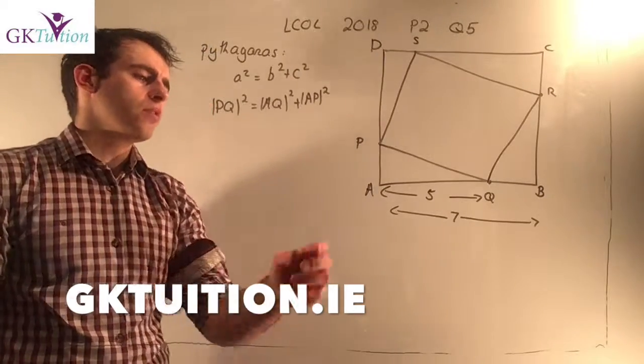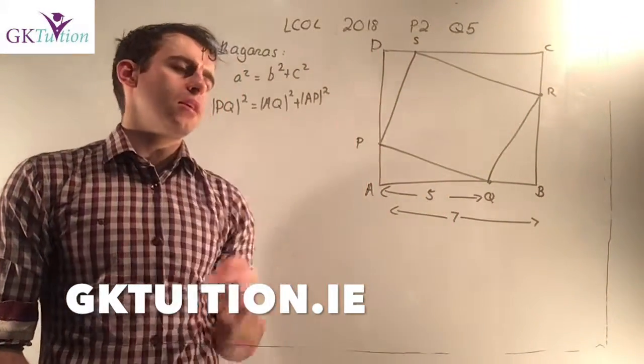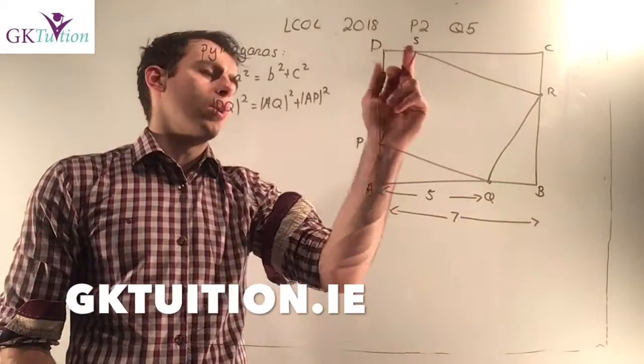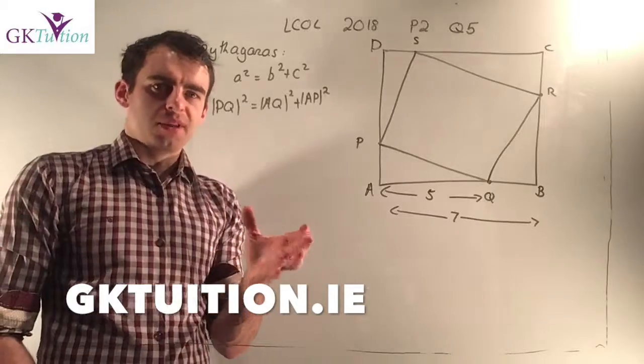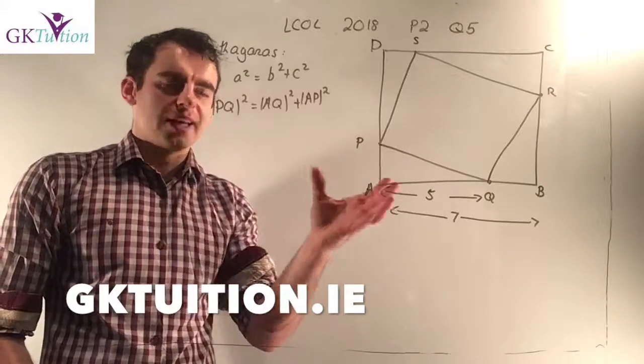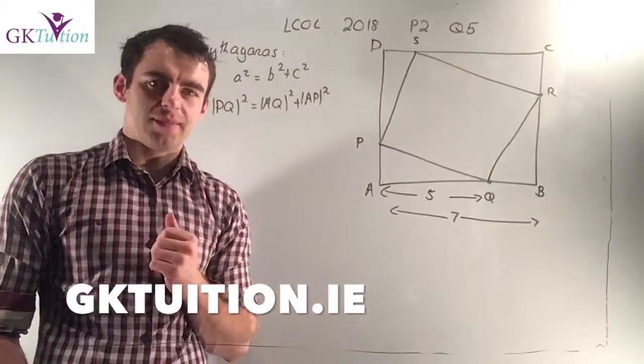The question I'm going through here is 2018 paper 2 question 5. In this question we're given the square ABCD and we're given the square PQRS. The second square is inside the first square. Now obviously remember, if we're dealing with a square, all of the lengths are the same. The length and the width is the same thing.